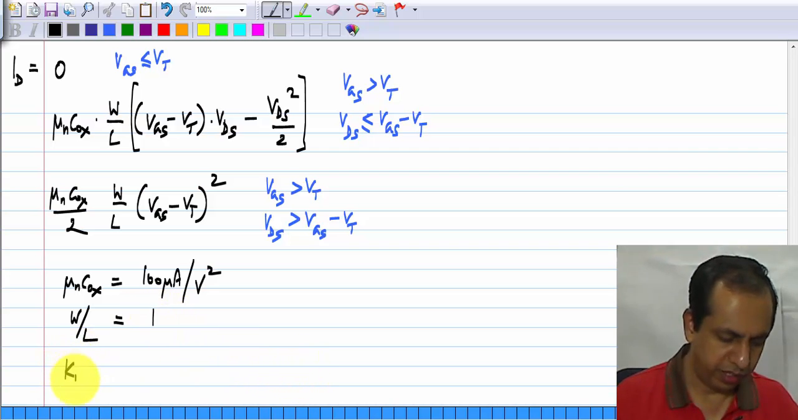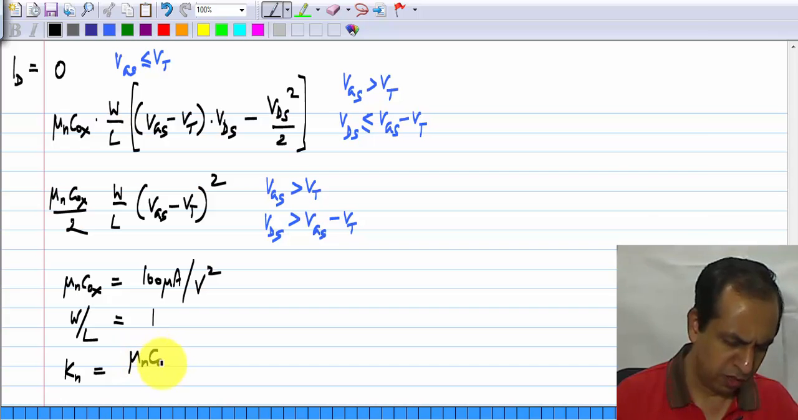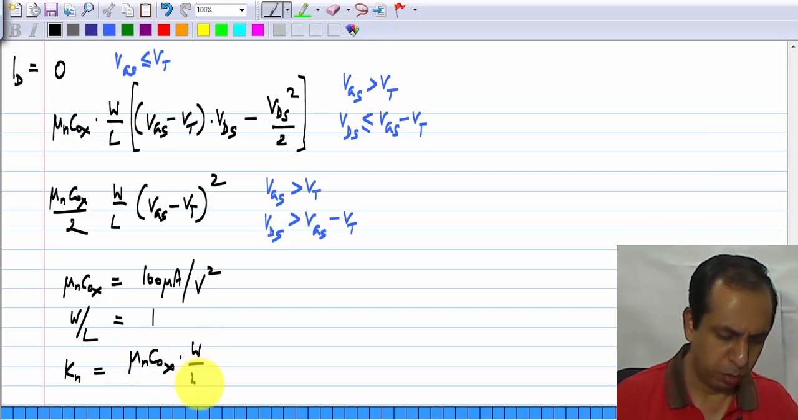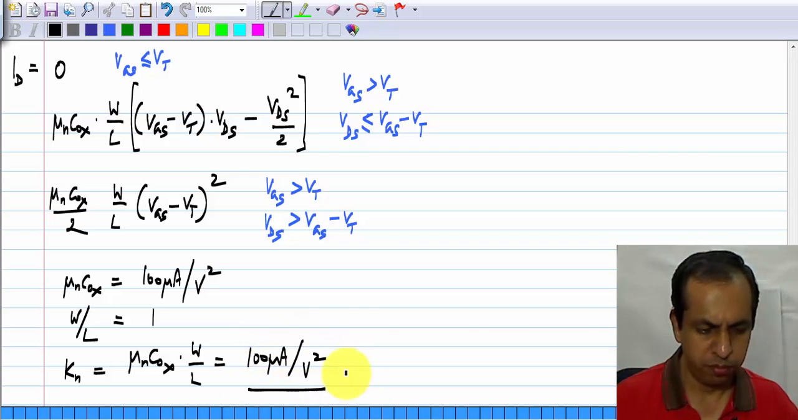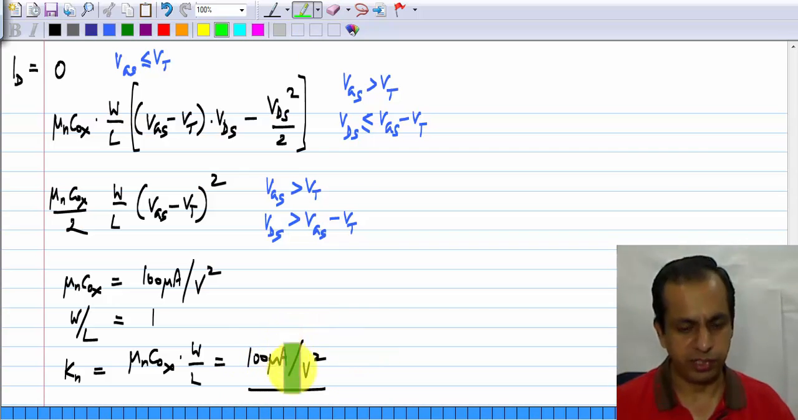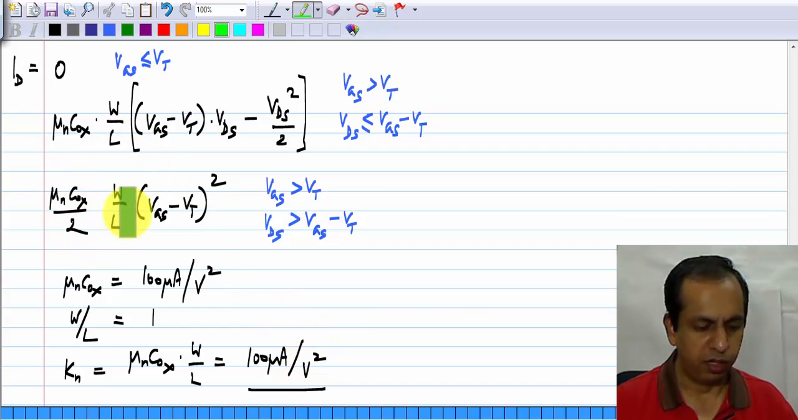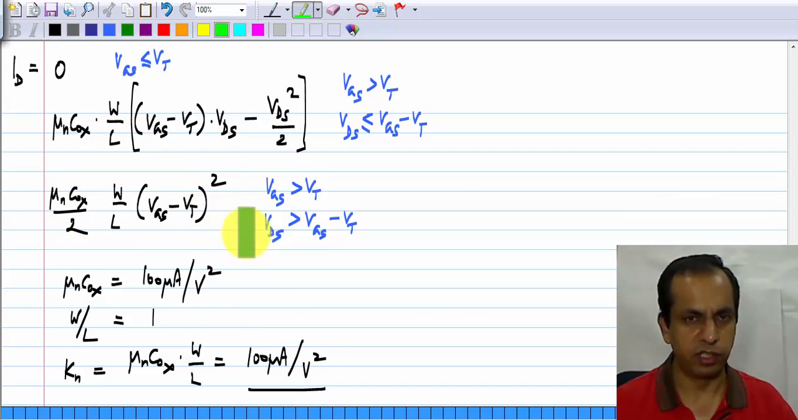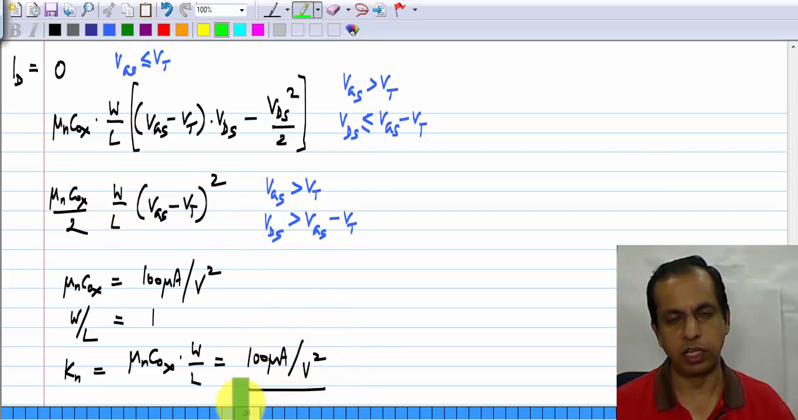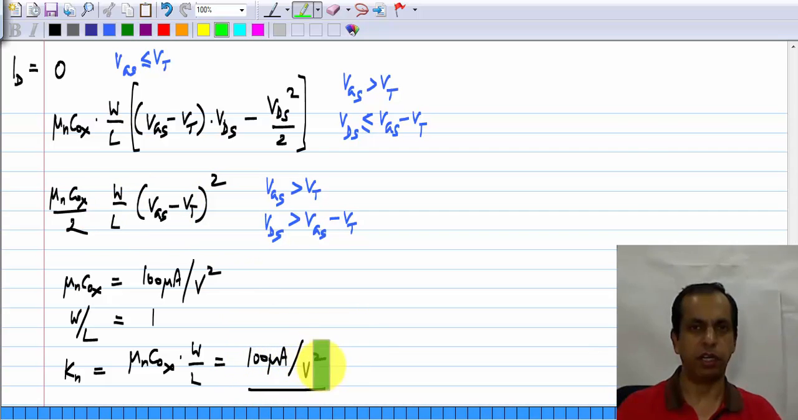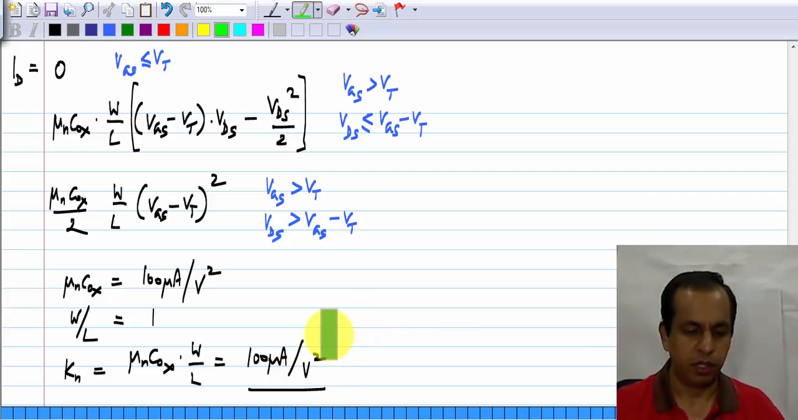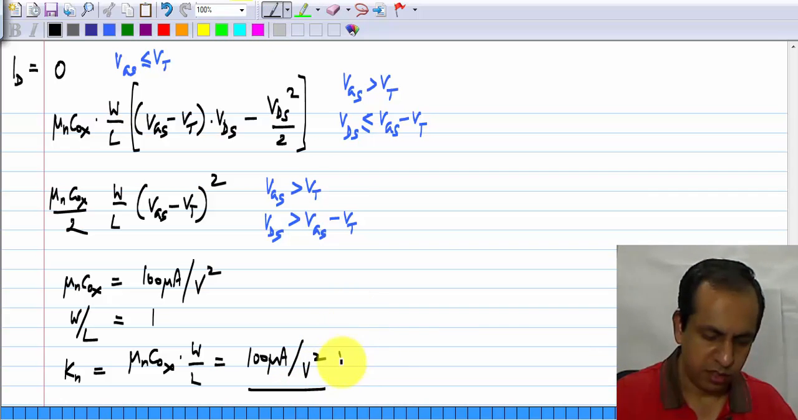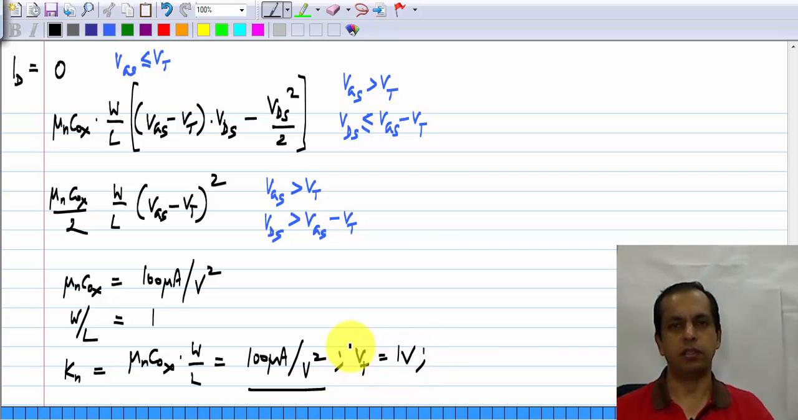So the current factor Kn, which is mu and Cox W by L, is 100 microampere per volt square, and these dimensions do make sense because we multiply the current factor with the square of the voltage to get the current. So the current factor itself has dimensions of current divided by volts squared. I will also take the threshold voltage Vt to be 1 volt. This is just for illustration in making some sketches illustrating the characteristics.